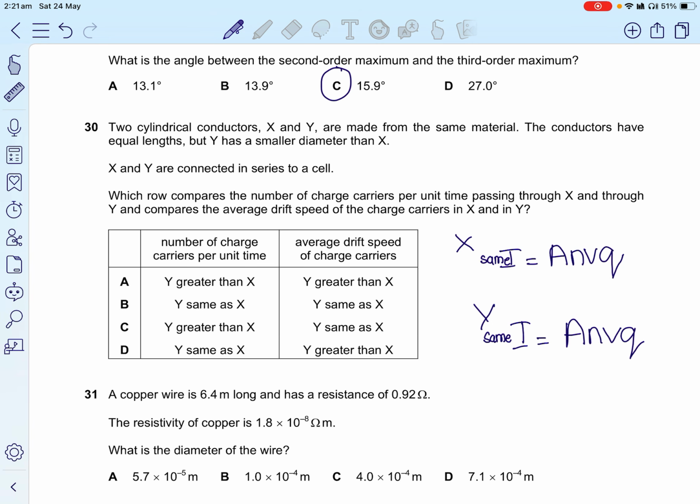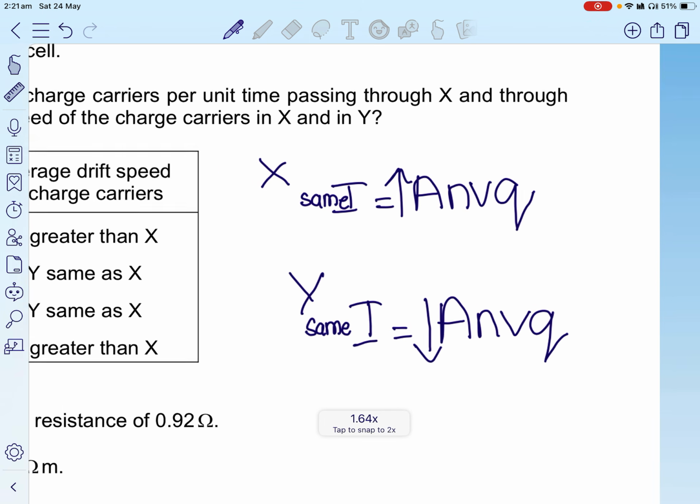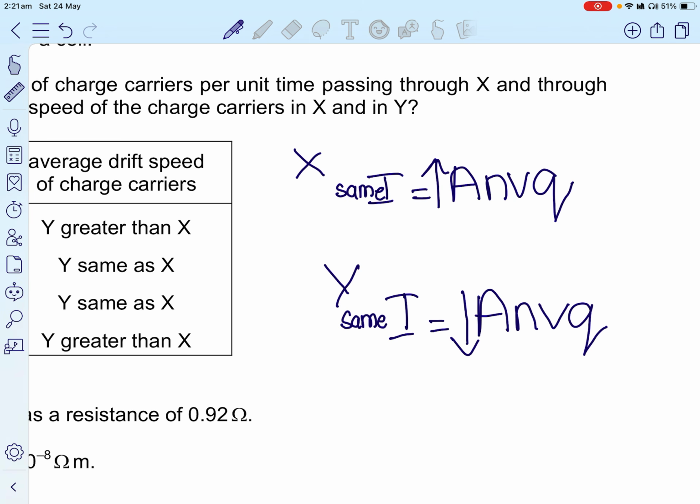But Y has a smaller diameter, so for Y the area will be smaller, whereas for X the area will be larger. What about the number of charge carriers per unit time? If you think about it, it's actually Q over T, which is essentially your current. Your current is the same, so the N values will remain the same. The Q values are just the charge on an electron, so they have to be the same. I can cancel these out.